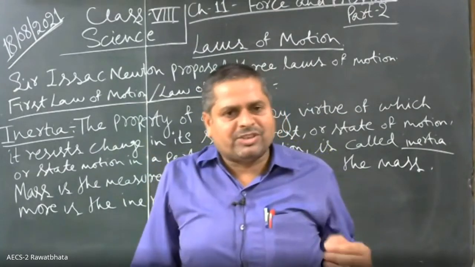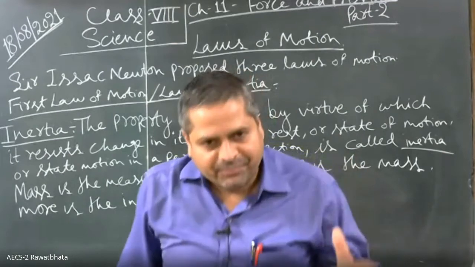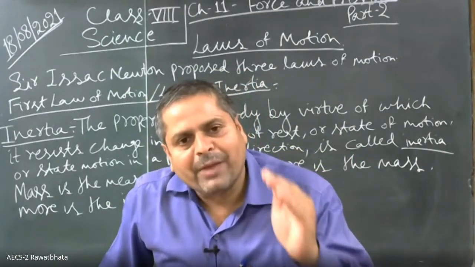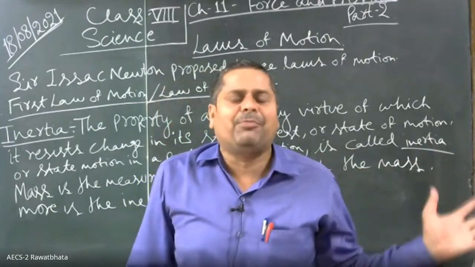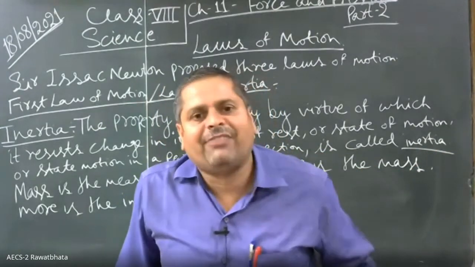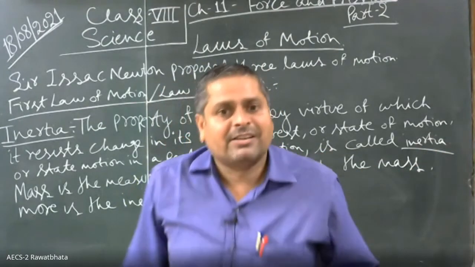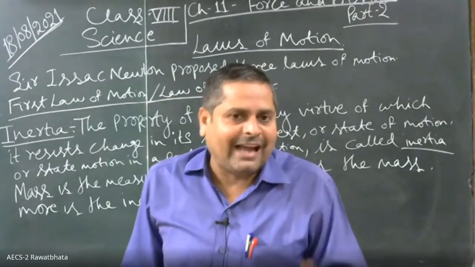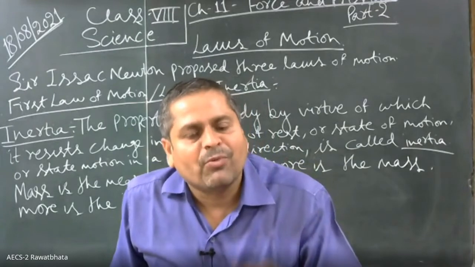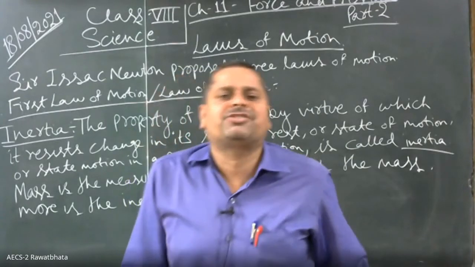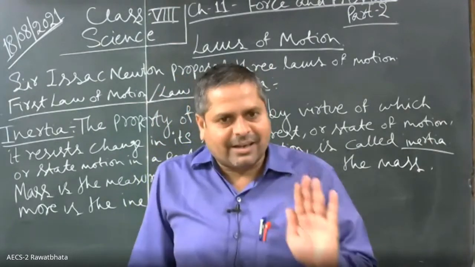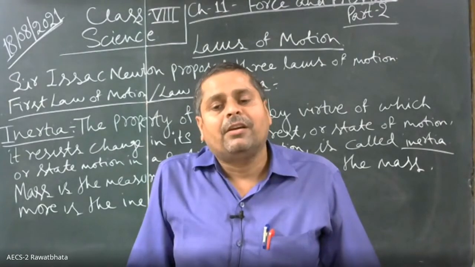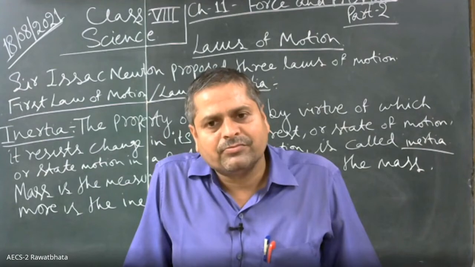So, what I mean to say is that you will be applying less force to make the goat move, but you have to apply more force to make the elephant move. What does this mean? This means that the goat has less inertia while the elephant has more inertia. Is it understood to you? Is it understood or not?